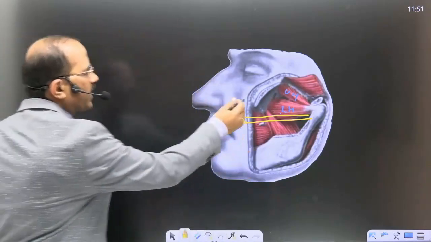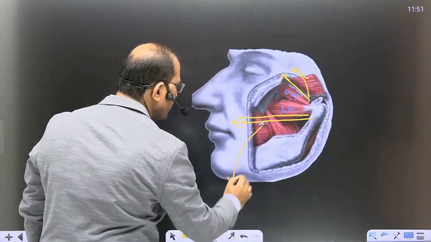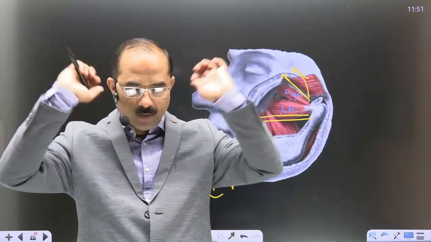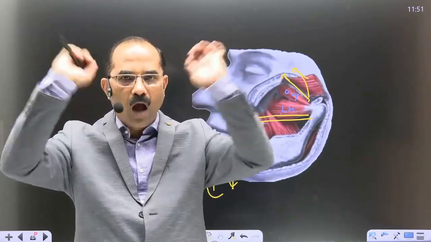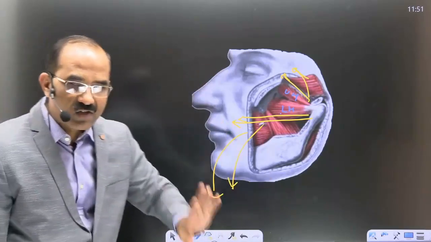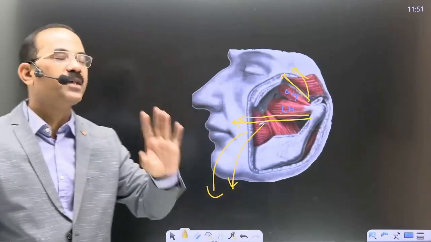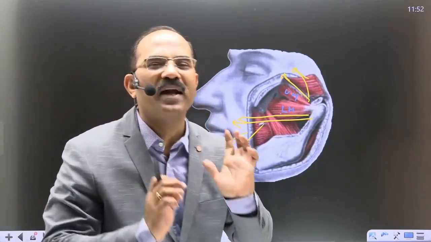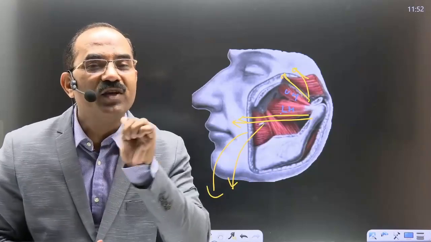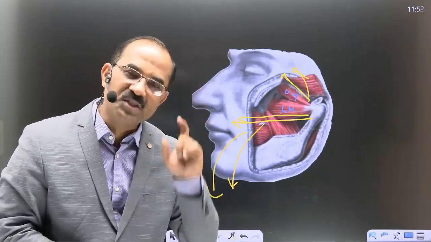And the upper head of lateral pterygoid, when it contracts upwards, the jaw goes down. That's depression of the mandible. So lateral pterygoid has two heads, upper head and lower head. Upper head does depression of the mandible. The lower head does protrusion of the mandible. Remember, students, all the muscles of mastication cause elevation except the upper head of lateral pterygoid, which causes depression of the mandible.